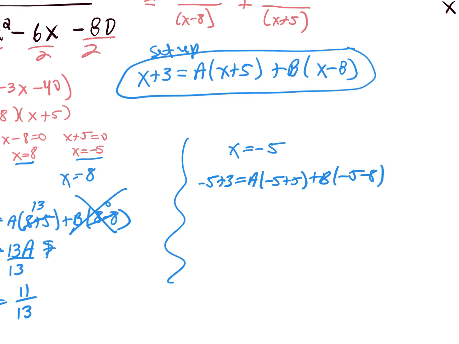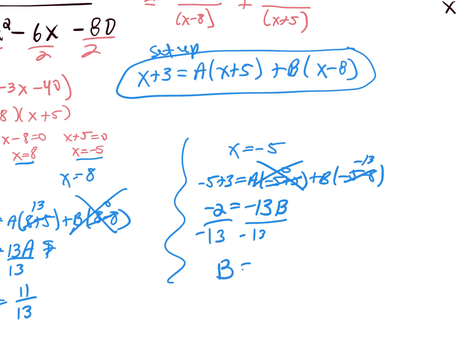So negative 5 plus 3 is negative 2. Negative 5 and positive 5 is 0. This will just cancel out. This gives me negative 13 times b, which gives me negative 13b. Now, divide both sides by negative 13, and b equals positive 2 over 13.